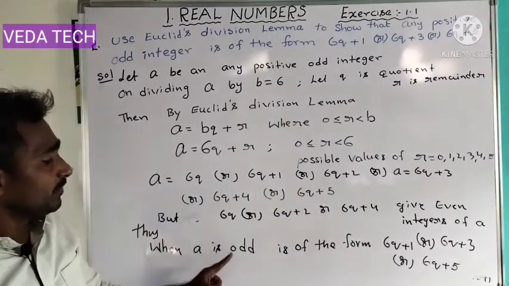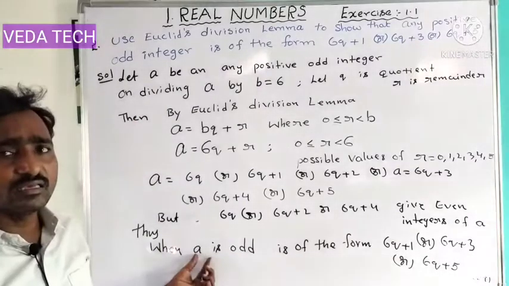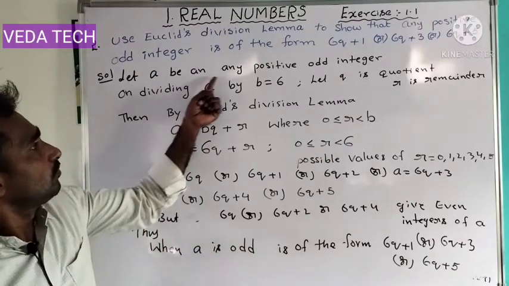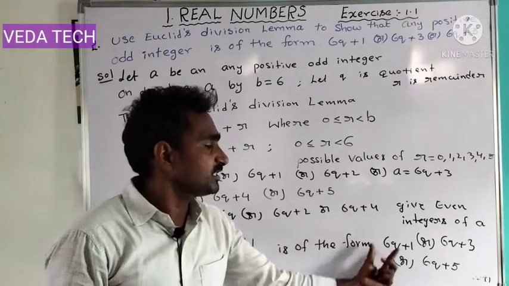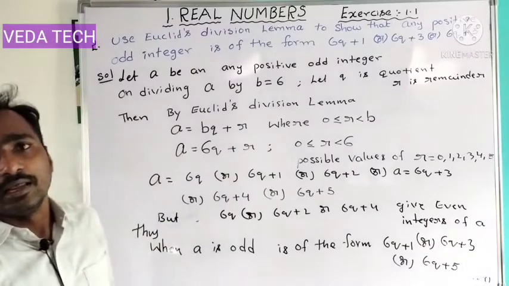Therefore any positive odd integer, where a means any positive odd integer, is of the form 6q plus 1 or 6q plus 3 or 6q plus 5. Hence proved.